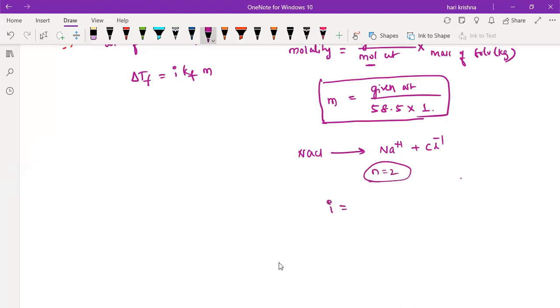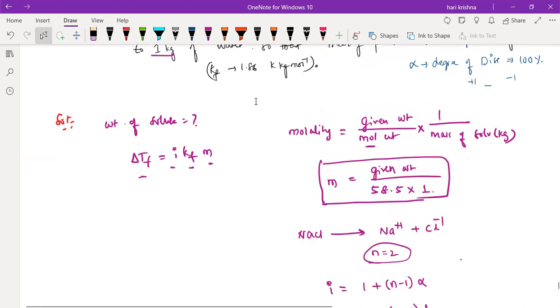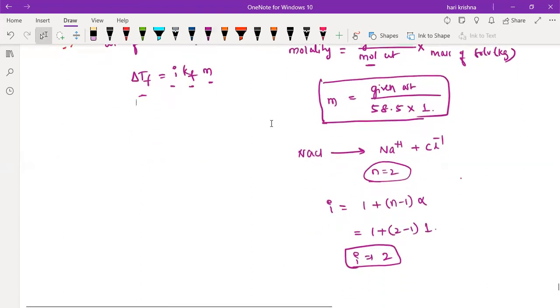We know the dissociation formula: 1 plus (n minus 1) into alpha. That means 1 plus (2 minus 1) into 1. So 1 plus 1, that is 2. Right? So i equal to 2, we got the m value, we got the Kf value. Kf value also we know. Understand now? Is it clear now?